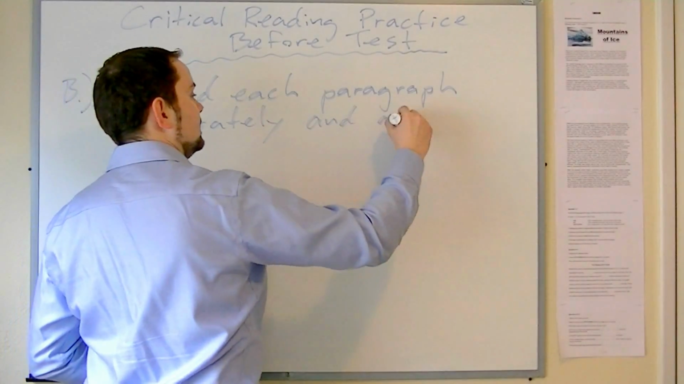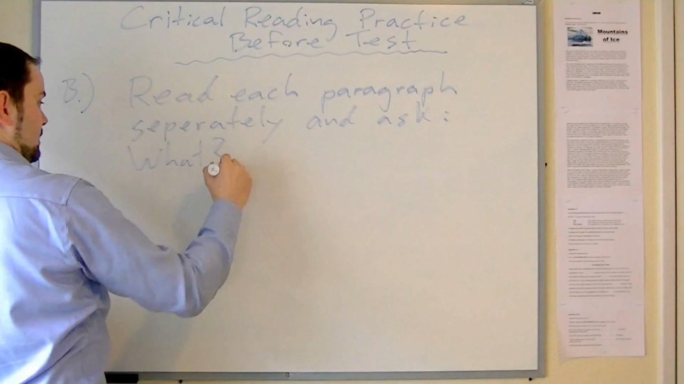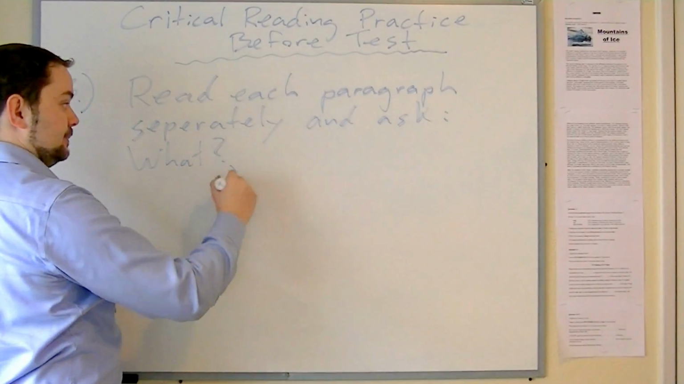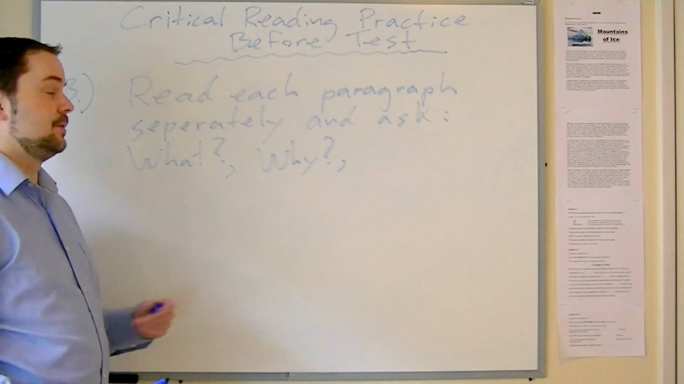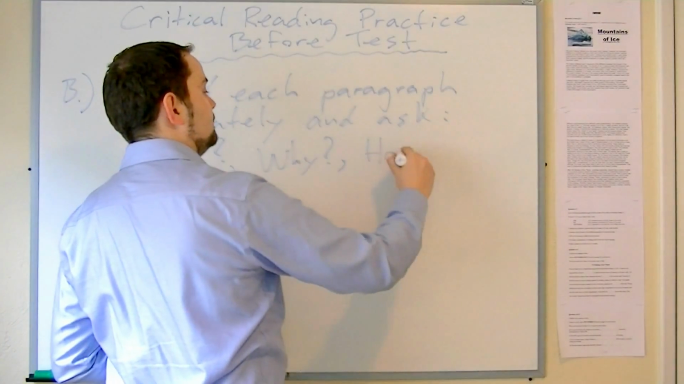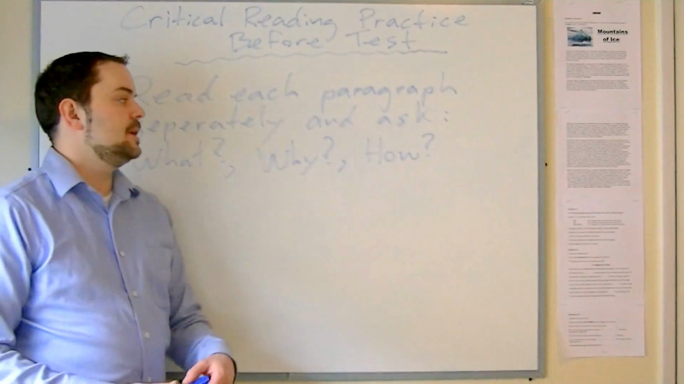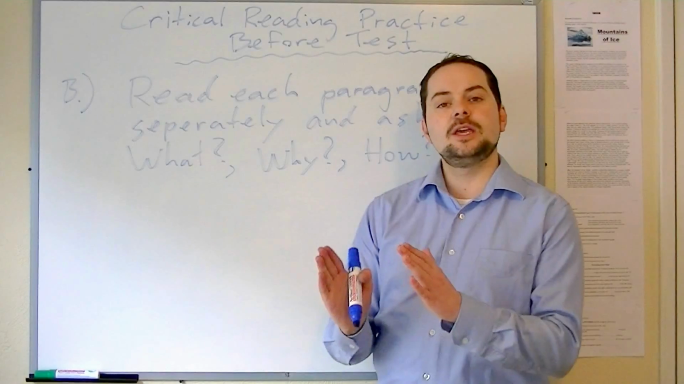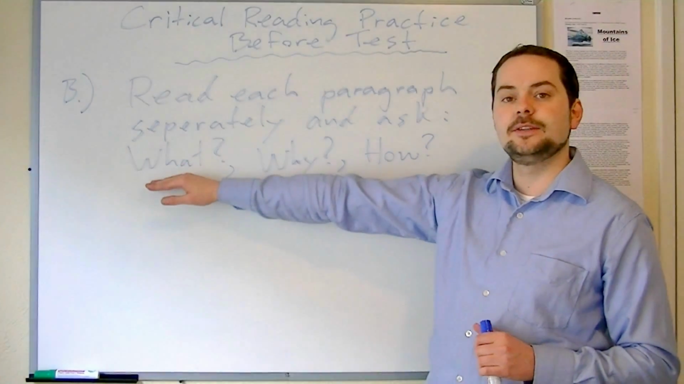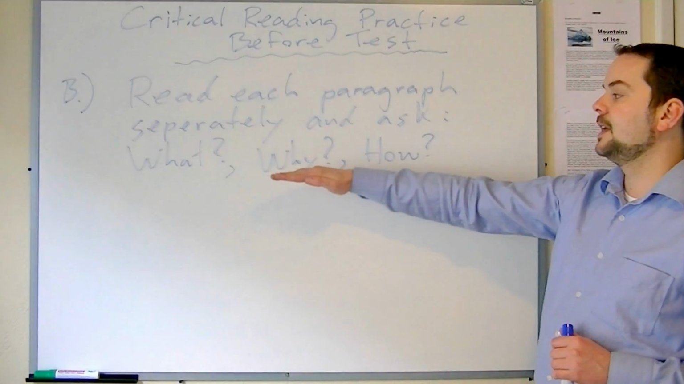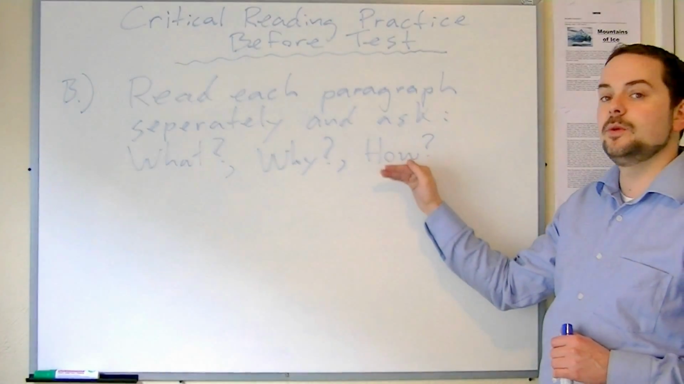And ask, what? Simply, what is this paragraph about? Why? Why does the paragraph talk about this topic? And how? How does the paragraph support this topic? So basically what you're doing here is you're breaking the paragraphs into pieces of information. You're identifying the topic sentence with the what, then you're identifying the explanations with the why, and then you're identifying the examples with the how.